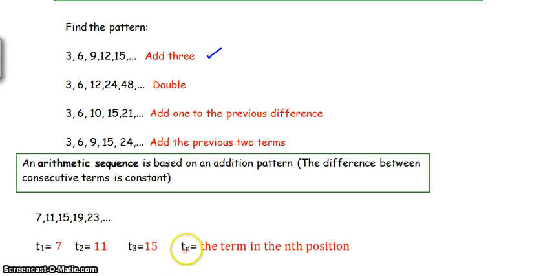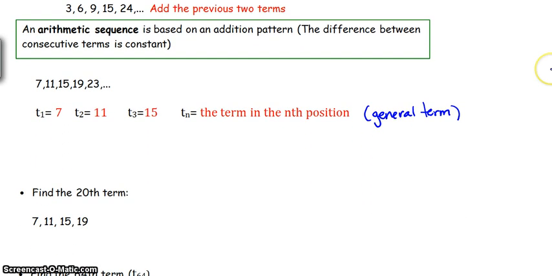T of n is the general term. I don't know what position we're talking about. It's the term in the nth position. So this is our general term. If you ever see that, we don't know n, but we do know that the sequence starts with 7 and adds 4.